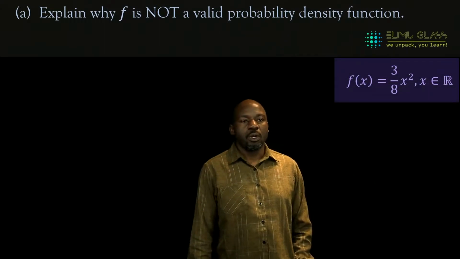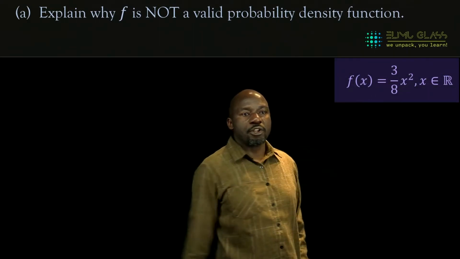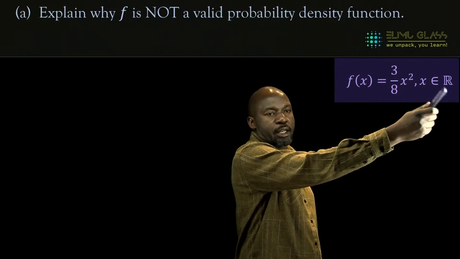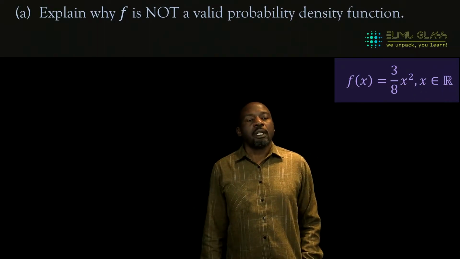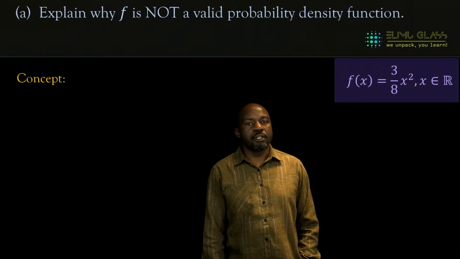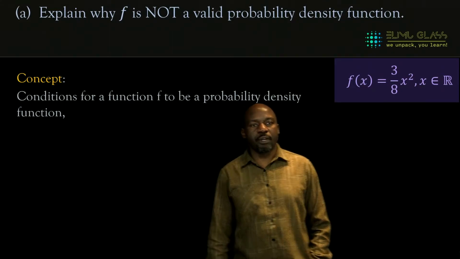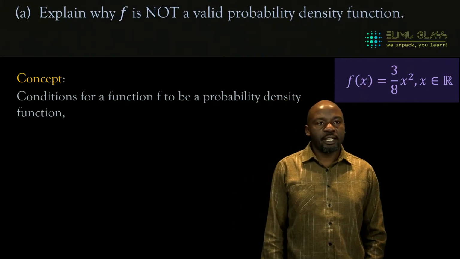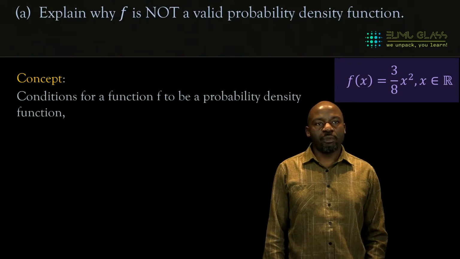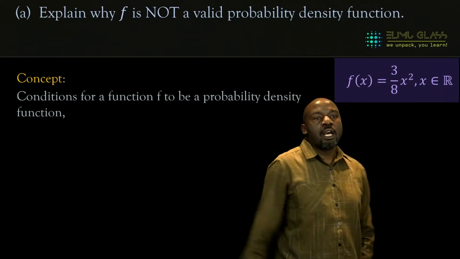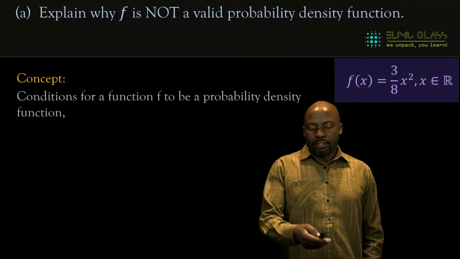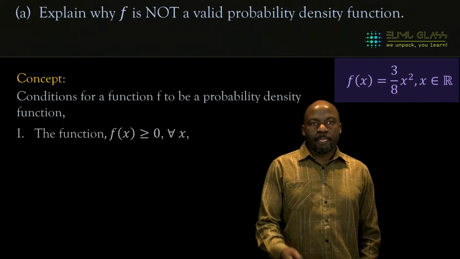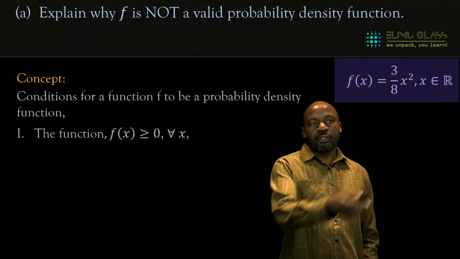We want to explain why this function here is not a probability density function in the interval that is given there. Now, this is a quadratic function, so obviously we know that for a function to qualify as a probability density function, it has to be above the x-axis. That means the function has to be positive for the interval indicated, and for that interval, the area under the graph needs to be equal to exactly 1. So why is this not a probability density function for the given range?